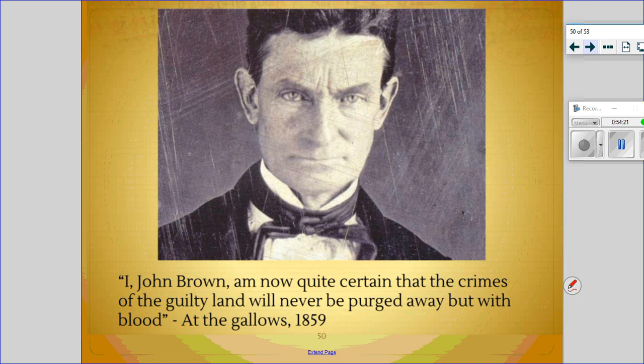Virginia executes him. And at the gallows in 1859, John Brown says, "I, John Brown, am now quite certain that the crimes of the guilty land will never be purged away but with blood." He was right. By crimes of the guilty land, he means slavery, and by purge, he means getting rid of slavery, and he's absolutely right. At this point, in 1859, there's no way for us to get rid of slavery but to spill blood, as in the Civil War.